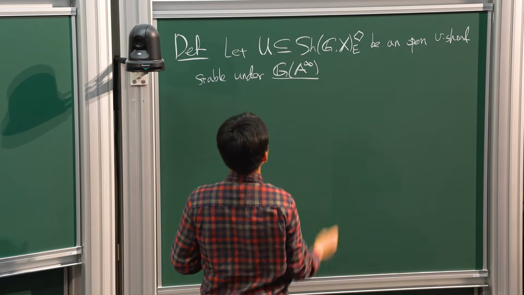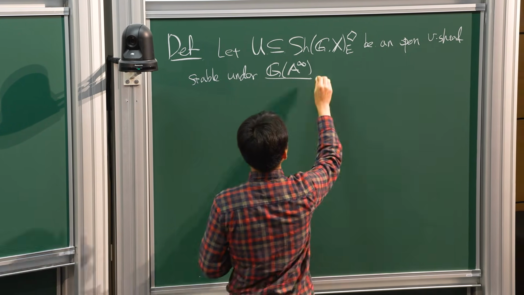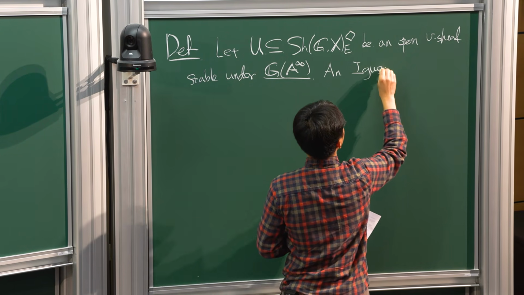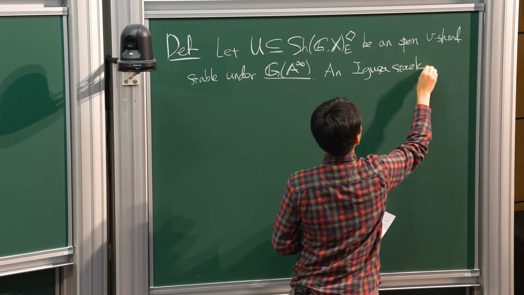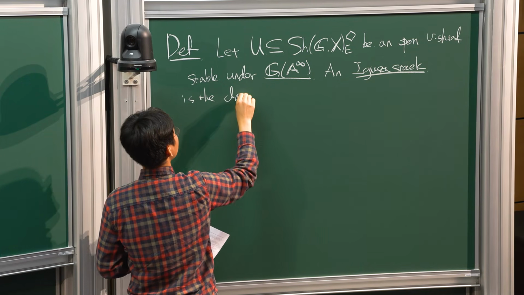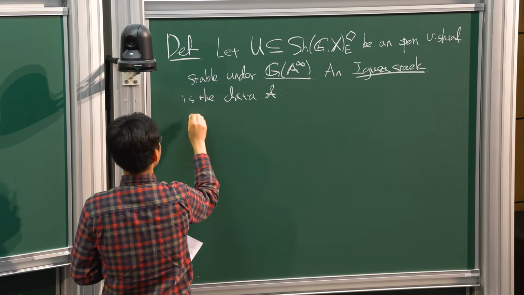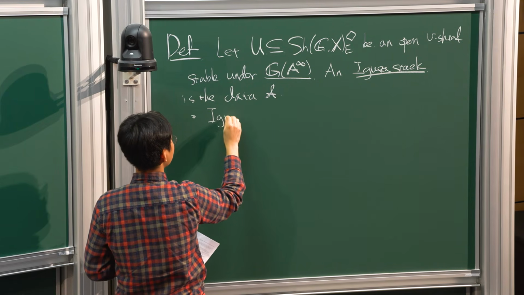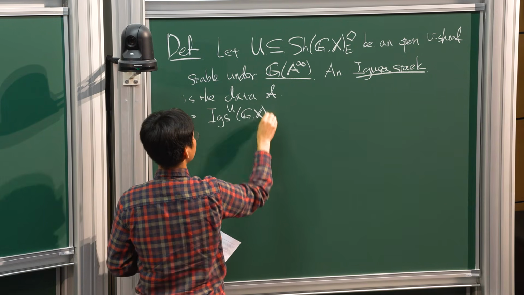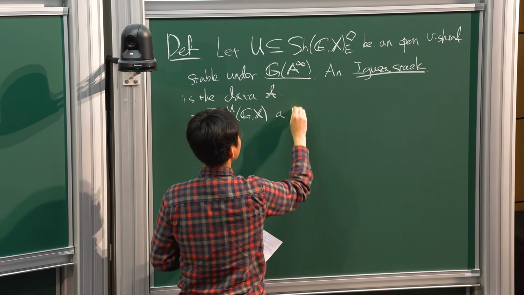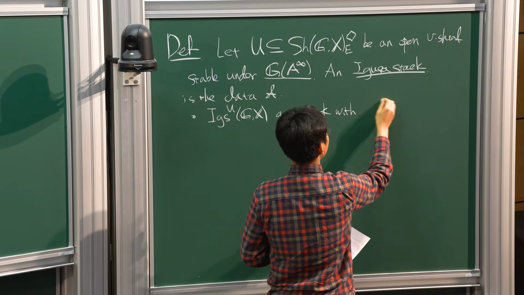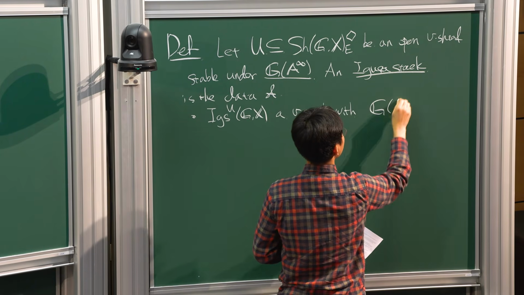Maybe I put an underline here. So now an Igusa stack is a datum of: I first want a V stack X_U of G_X, a V stack with a prime to p K action.